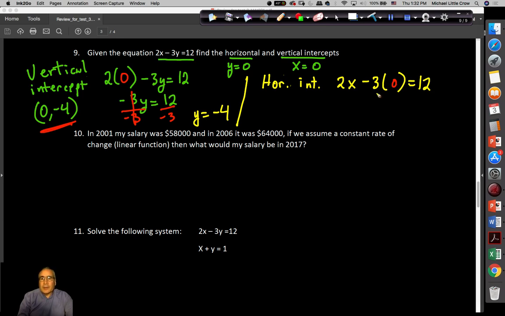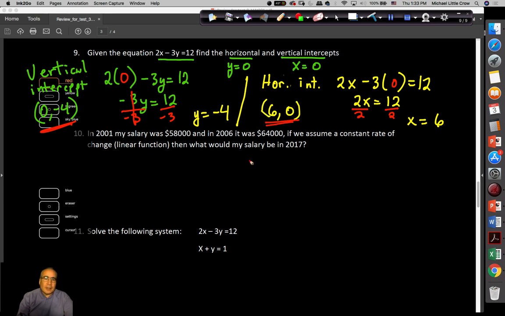Negative 3 times 0 is 0, so we're left with just 2x on this side equals 12. We'll divide both sides by 2, and that'll leave us with x equals 12 divided by 2 is 6. So the point we get is 6 comma 0. So that's the horizontal intercept. Better than restarting, right? Okay, that's number 9.